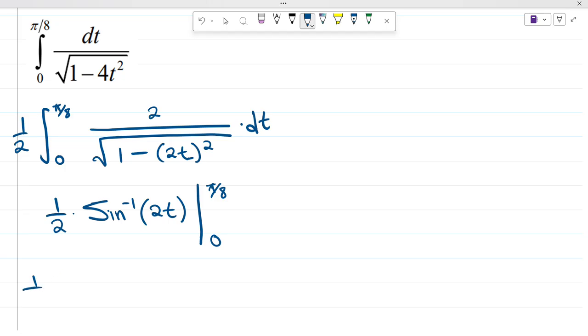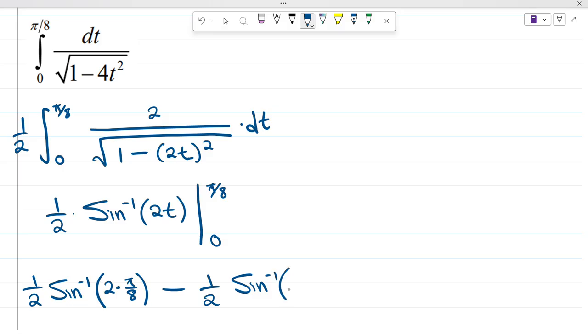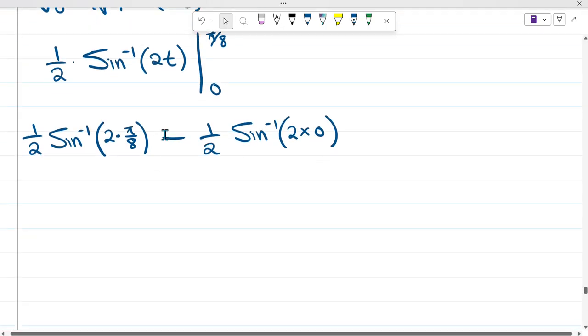Now we're going to get 1 over 2 sine inverse of 2 multiplied by pi over 8, minus 1 over 2 sine inverse of 2 multiplied by 0. So we then use our calculator, or if your brain can solve such things, you can just use your brain. So we're not going to limit you.